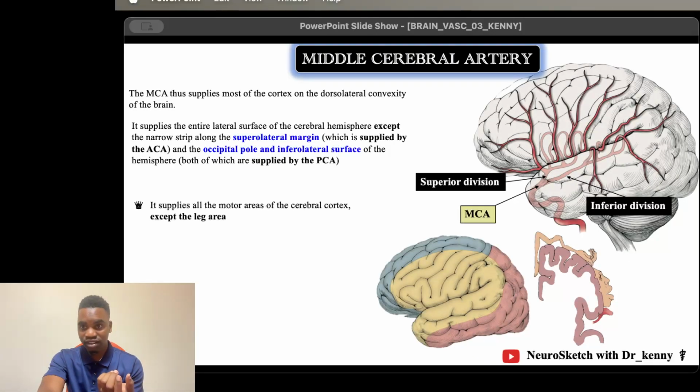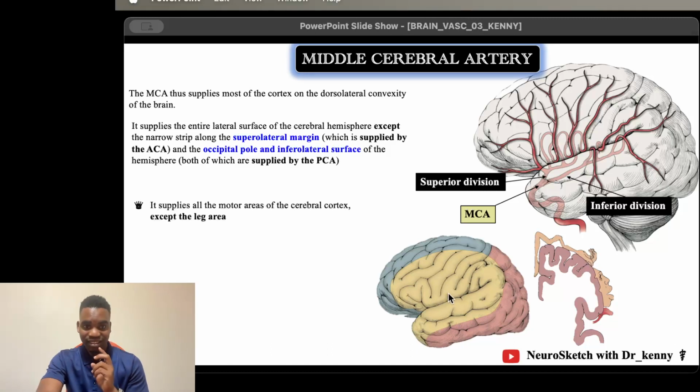So let's take a closer look at this middle cerebral artery. As we have said, within the Sylvian fissure, it gives two terminal branches. The superior division of the middle cerebral artery will go to supply the part above the Sylvian fissure, and the inferior division will come to supply the structures below the Sylvian fissure. So in a snapshot, all this part over here will be supplied by the middle cerebral artery.